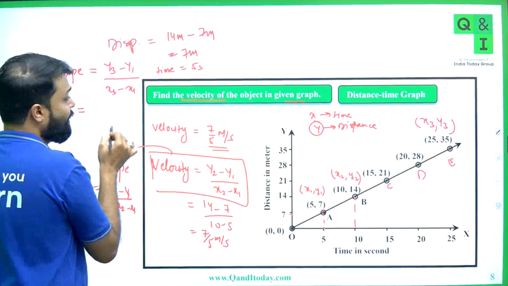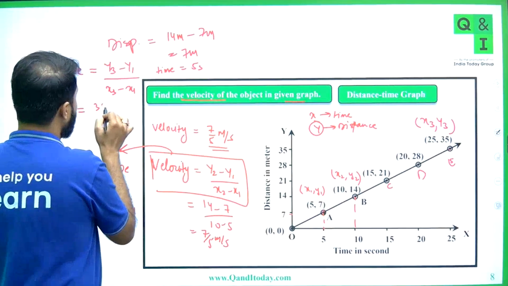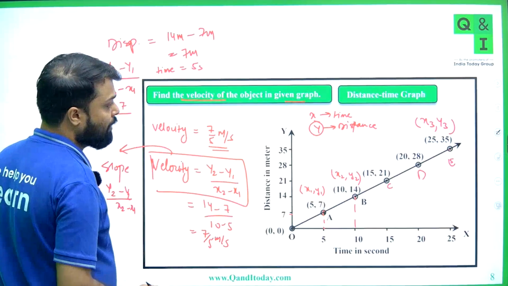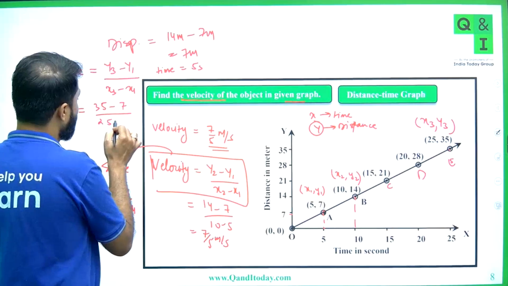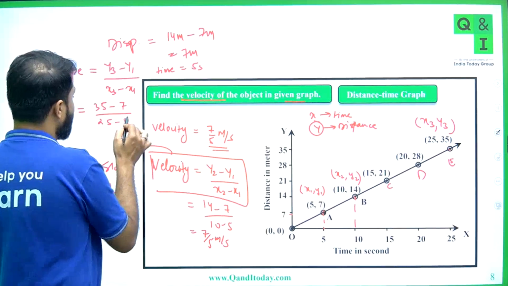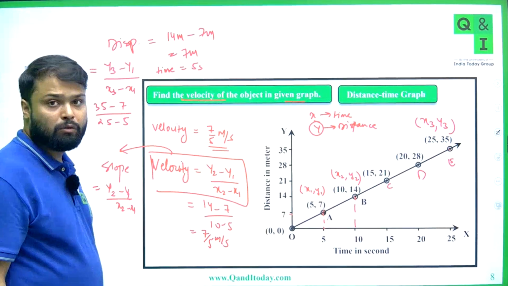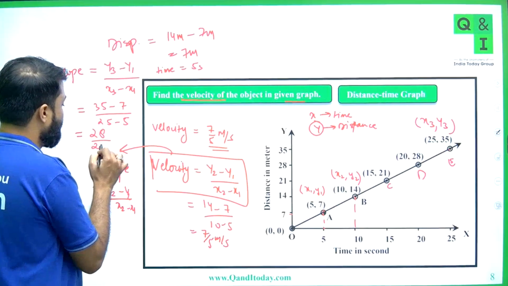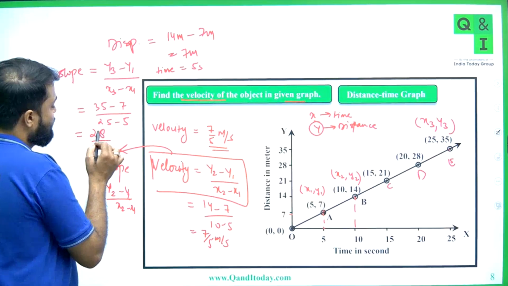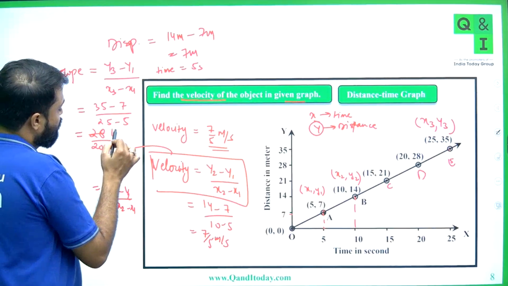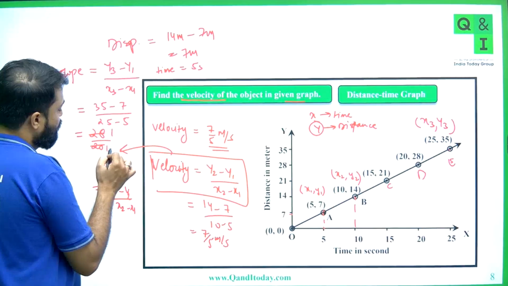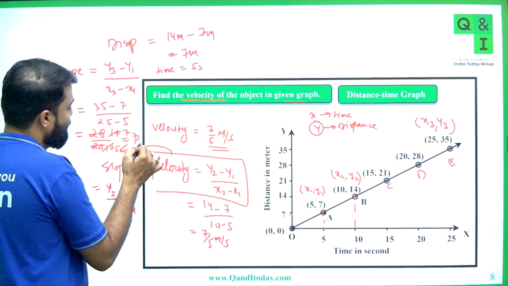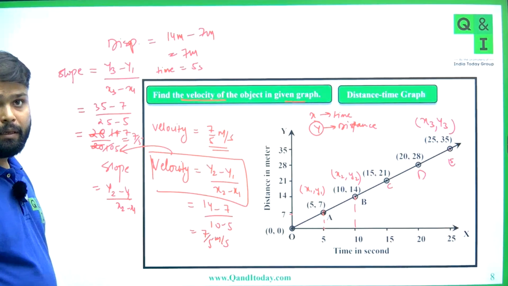Now put the values. Y3 is equal to 35, minus y1. Y1 is 7. Upon x3, which is 25, minus x1, which is 5. Now 35 minus 7 is equal to, tell me, 28. 28 upon 20. Now if we cancel this by 2, 2 into 14 upon 2 into 10, again cancel by 2, 2 into 7, 2 into 5. Again the answer is 7/5, which is correct. Yes or no?